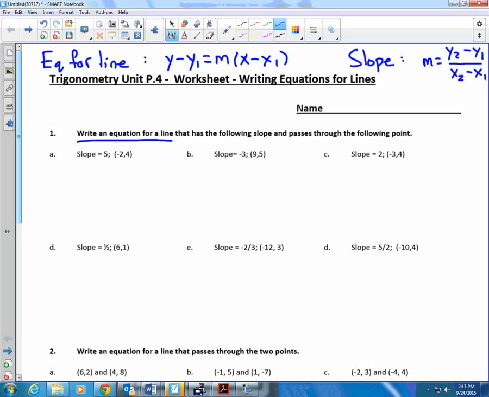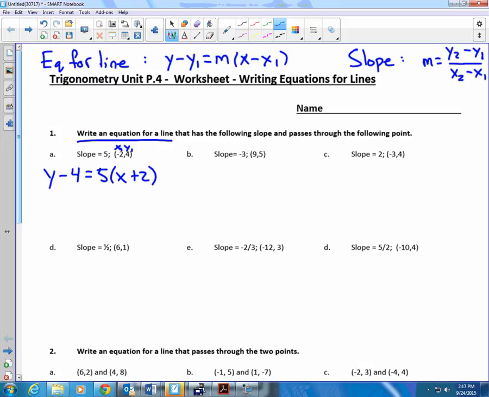Okay? It says the slope is 5 and the point on the line is -2, 4. This is my x1. This is my y1. So I write it out. Y minus what? 4 equals, what's m? Times x, what? Plus 2.